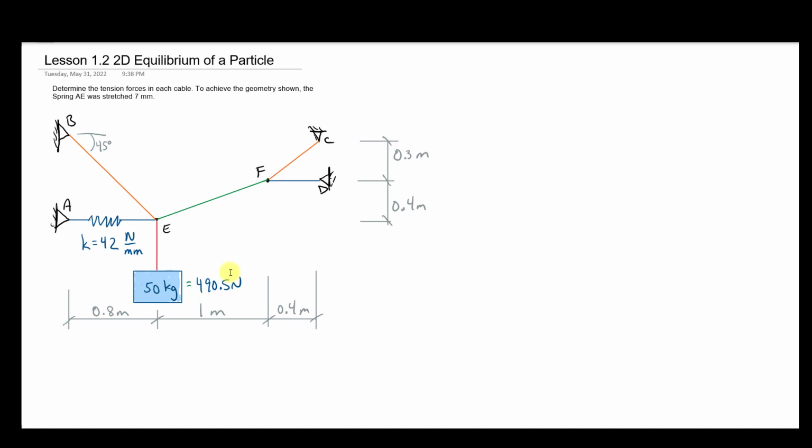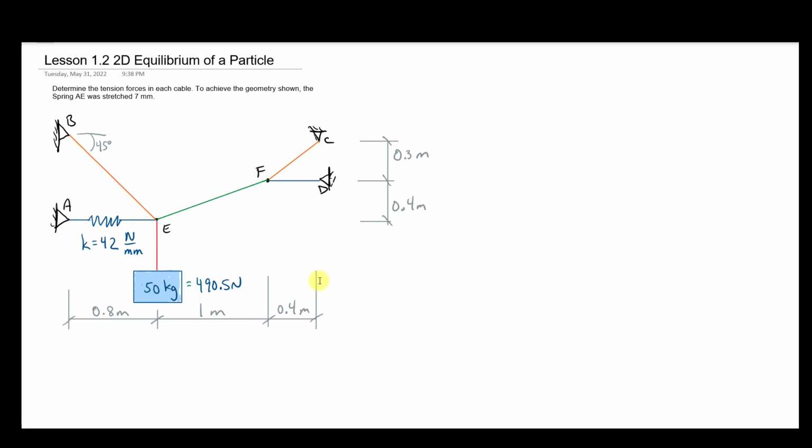Okay, so we have some geometry here. The other thing that's good to know here is that this is a spring constant of 42 newtons per millimeter, and this spring was actually stretched 7 millimeters to get into the configuration shown. So it's already been deformed. So that's going to be a good place to start, I think, is to look at what's going on over there by the spring and by that hanging weight, because those are the things that we know.